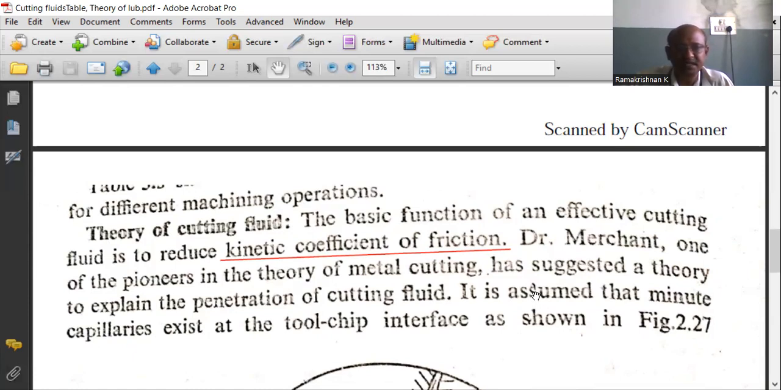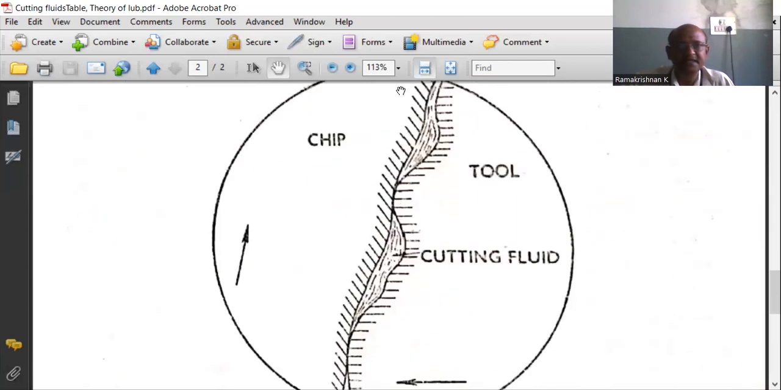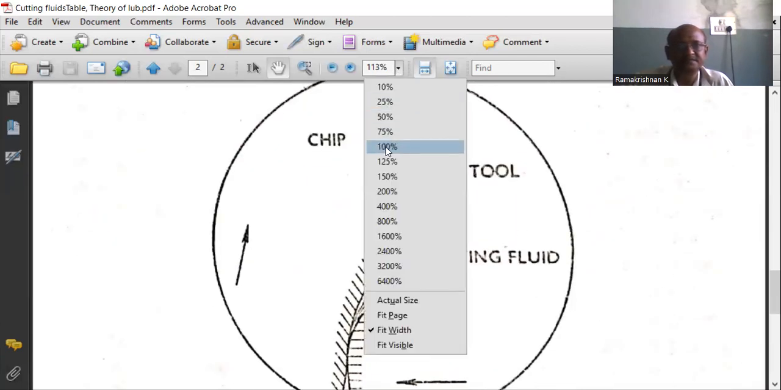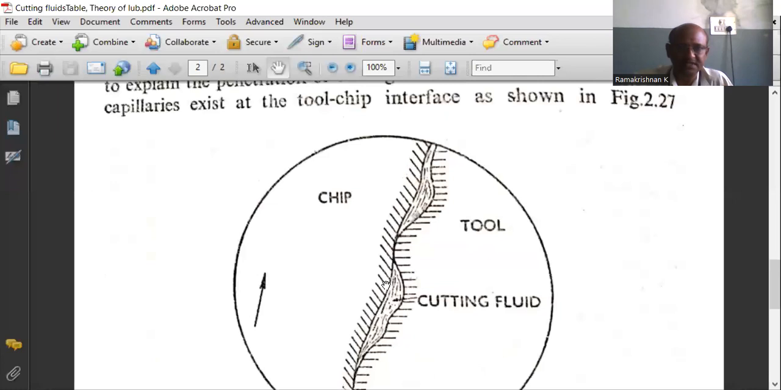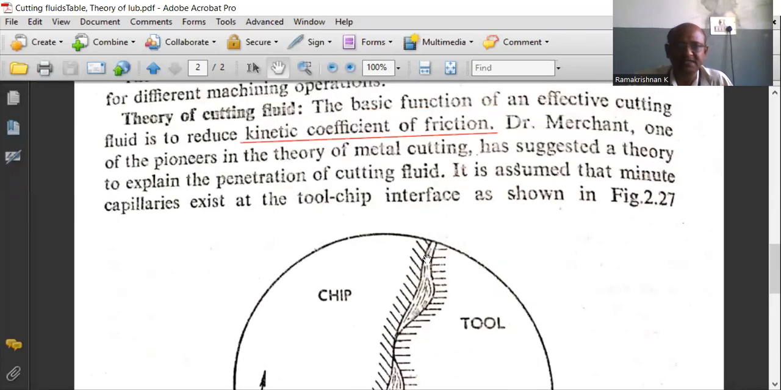It can be depicted clearly in this diagram. The diagram shows the tool chip interface. Here at the tool chip interface, there are many lines drawn. They show the capillaries. In between the capillaries, the cutting oil that we apply is filled. So let us have a look at how his theory is explained.